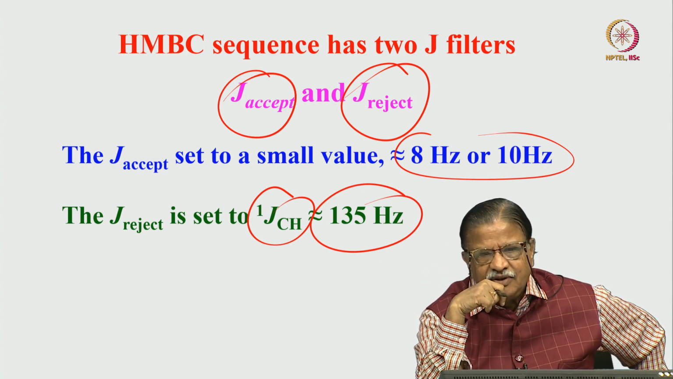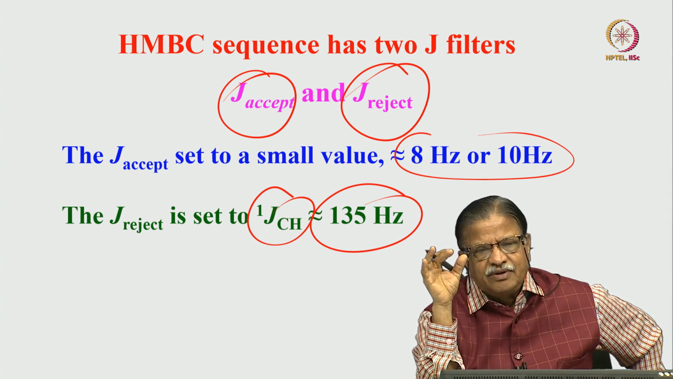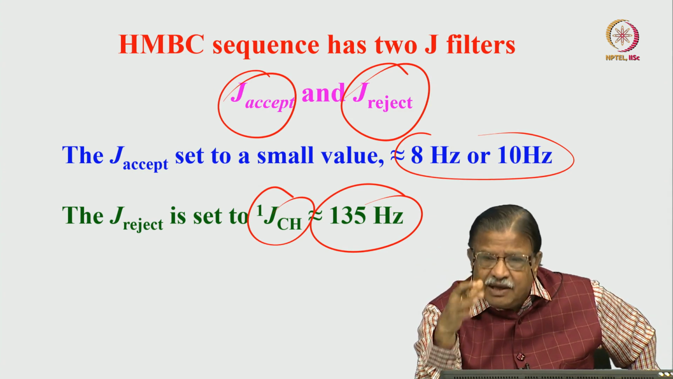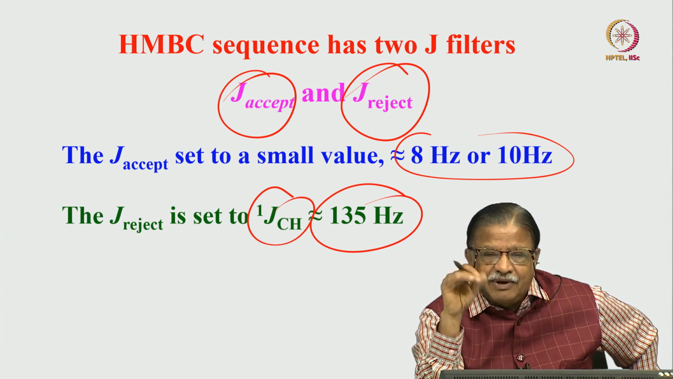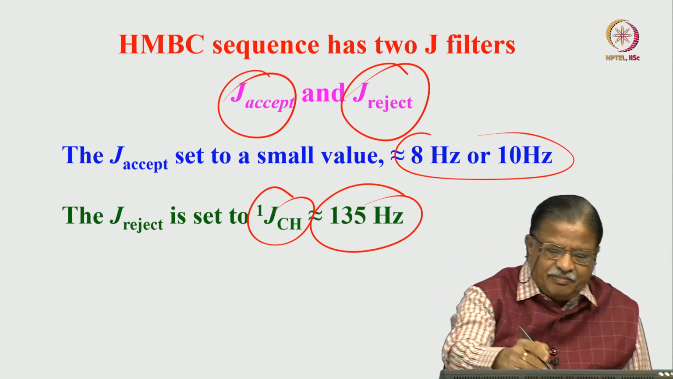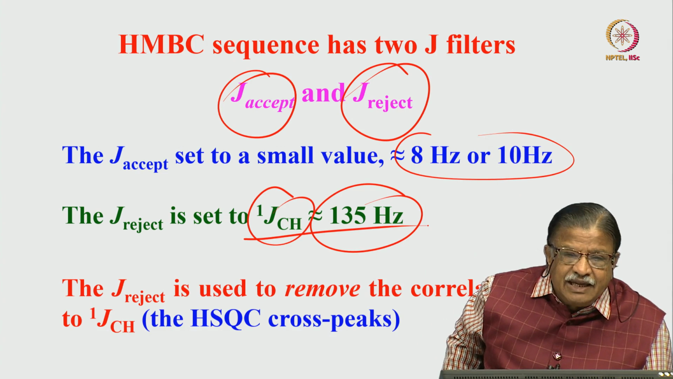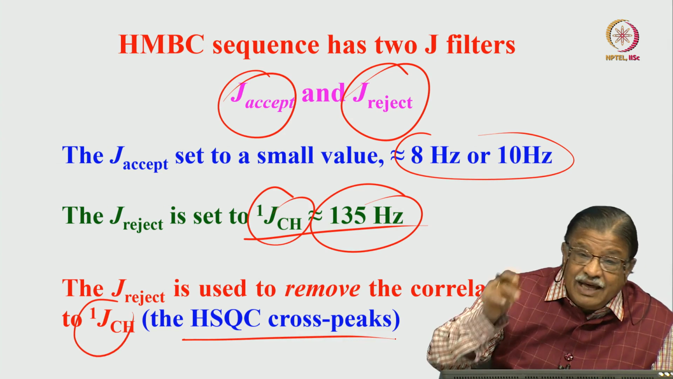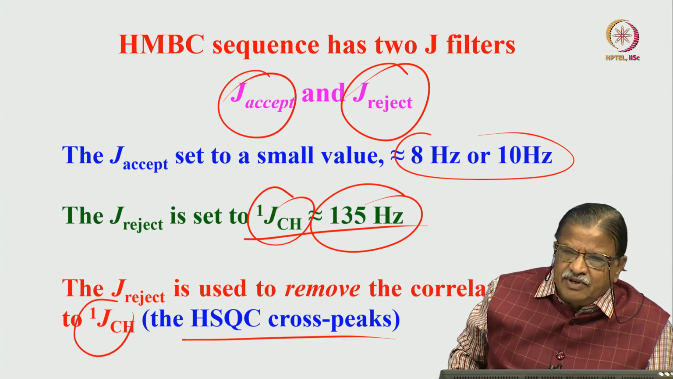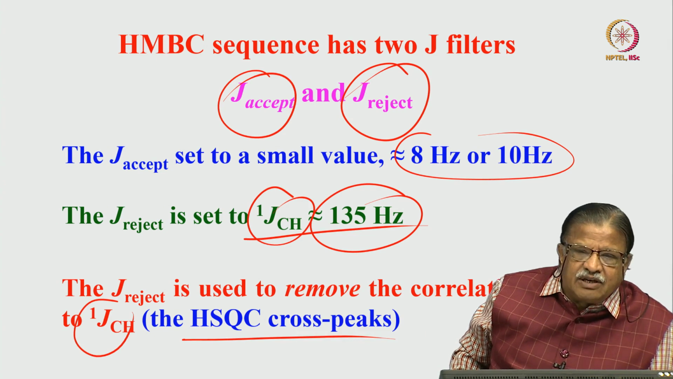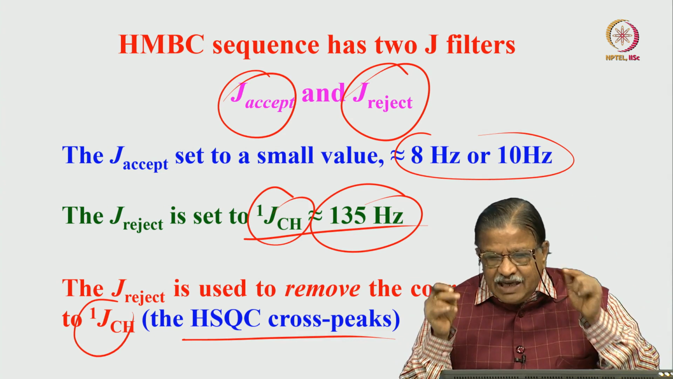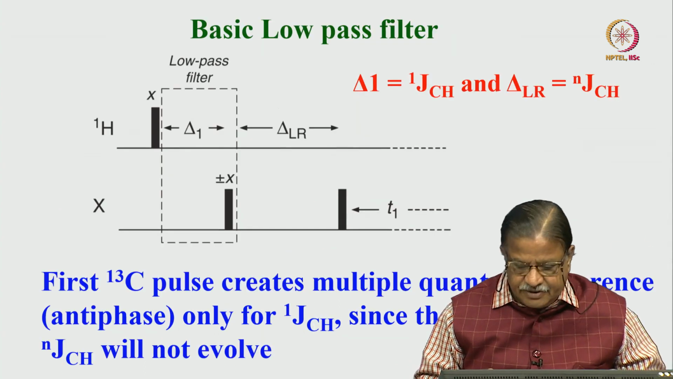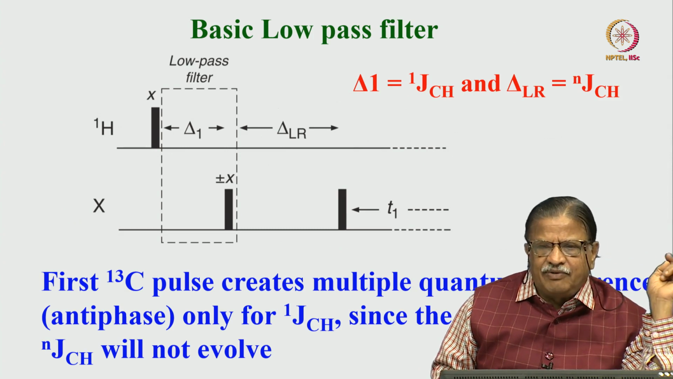Here we have two filters. One to pass the correlations coming because of long range couplings. One to stop the correlations coming because of directly bonded one bond proton correlation, that coupling being of the order of 135. And the J reject is used to remove correlations of 1JCH. These are all called HSQC cross peaks. You know that HSQC cross peaks are because of 1JCH. Those HSQC cross peaks are to be suppressed. So J reject will suppress the HSQC cross peaks and will allow only long range correlations. And this is the basic low pass filter that we use.